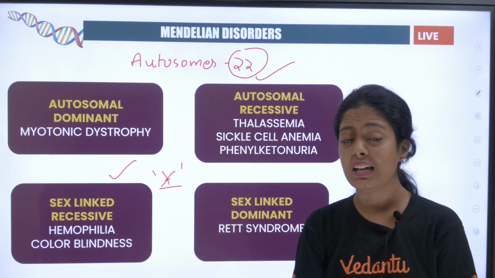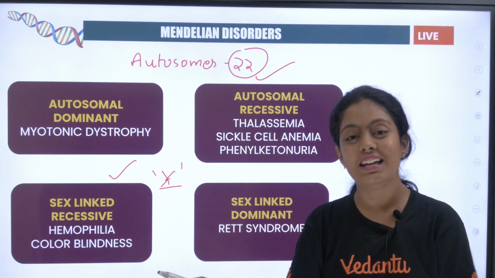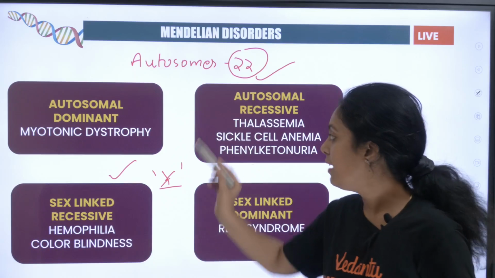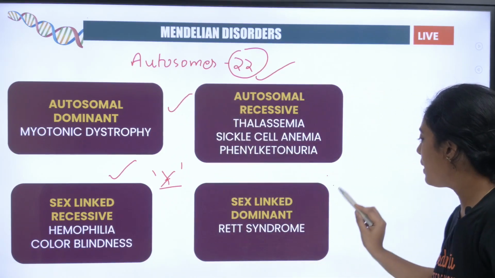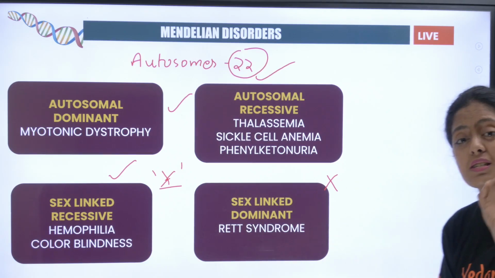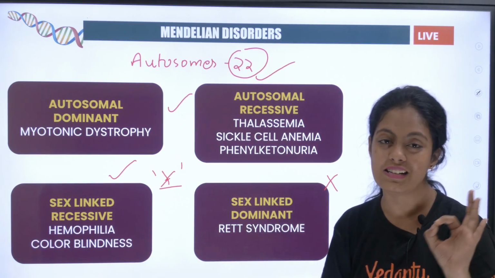Ma'am, where is it in NCERT? It is there in your pedigree analysis. Autosomal dominant disorder is given in pedigree analysis. So this can be asked. This is not that important because this is not there in your NCERT. An example for sex-linked dominant is called Rett syndrome.